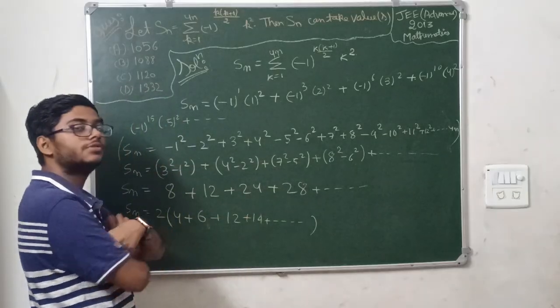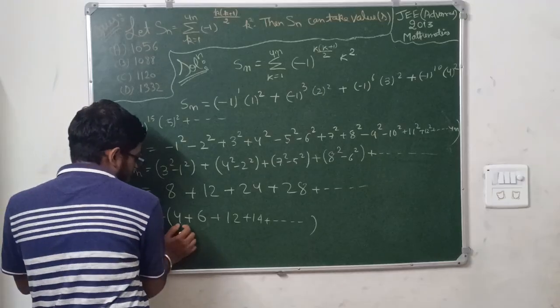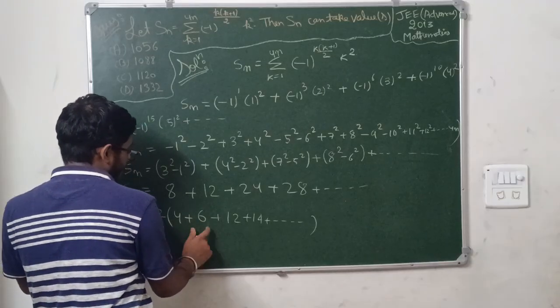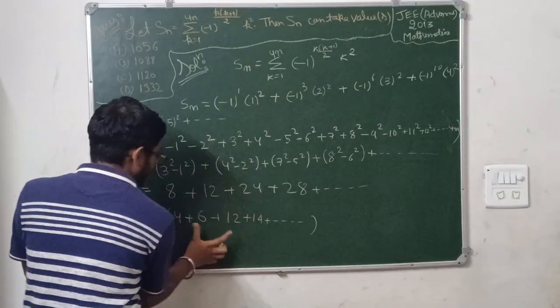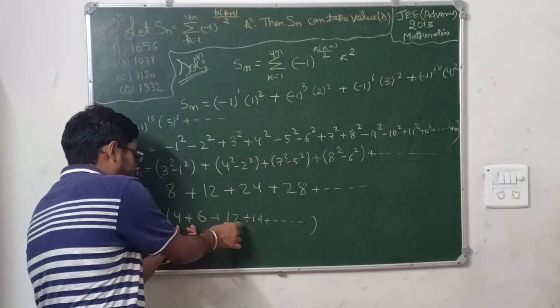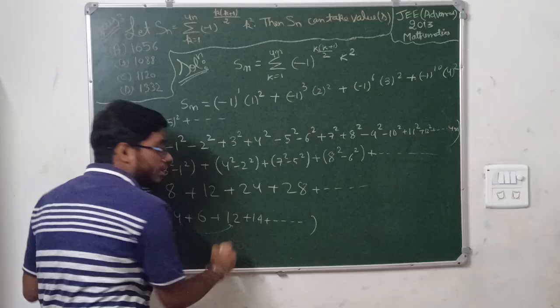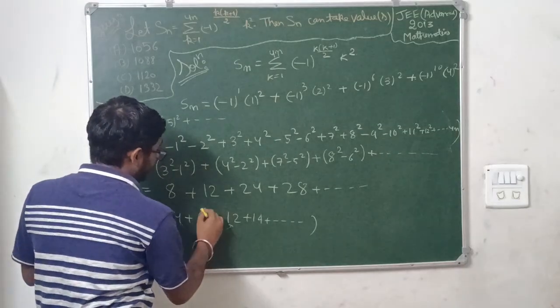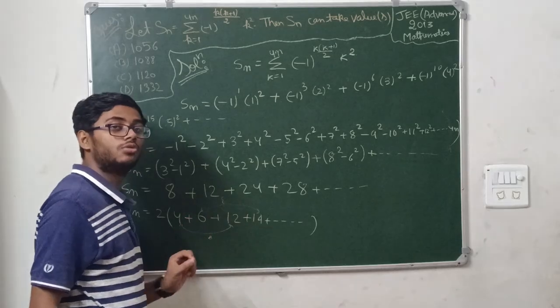Now, how will you solve this? See, if you see this term and this term, what is the difference? 4, 5, 6. Then the difference is what? Of 6, then difference of 2. Means if we take these two terms and these two terms, then the common difference of 4 and 12 is what? 8. And the common difference of 6 and 14 is what? 8. Means we need to combine these two.